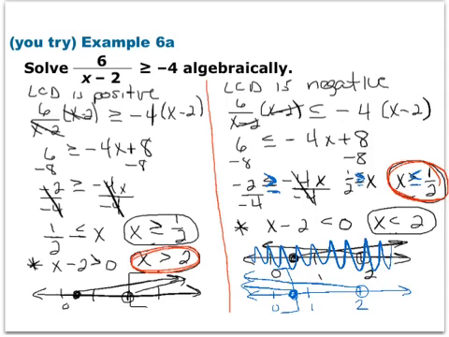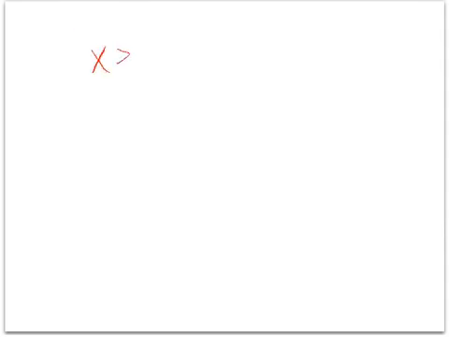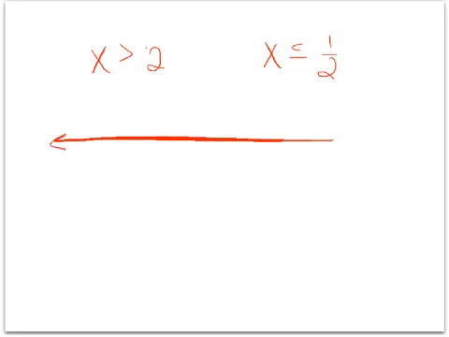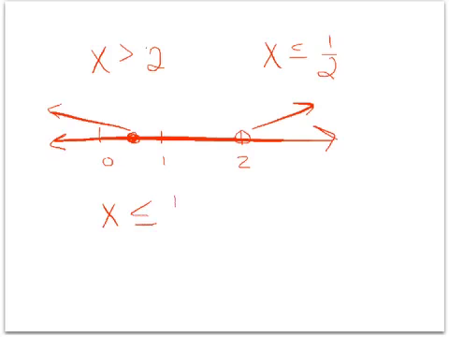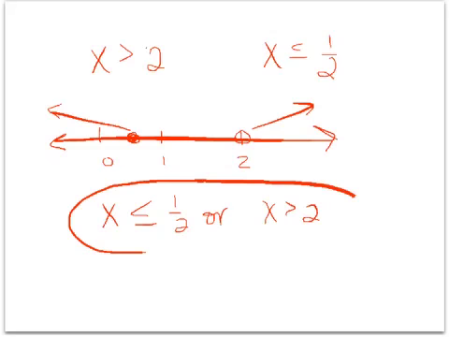So let's graph the whole thing and figure out what our final answer is. I have x greater than or equal to, no, it's just greater than. I'm trying to go off memory. Greater than 2, and x less than or equal to 1/2. Let's see how those end up. 0, 1, 2, closed dot going that way, open dot going this way. X is less than or equal to 1/2, or x is greater than 2. Final answer.